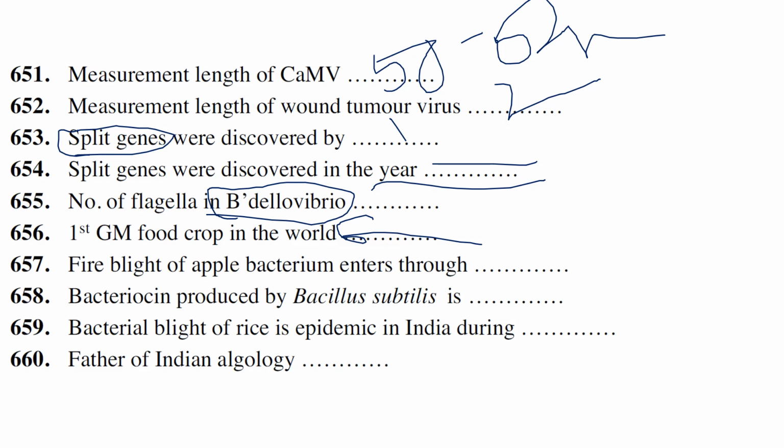Fire blight of apple: the bacterium enters the plant through nectaries. Bacteriocin is produced by Bacillus subtilis.